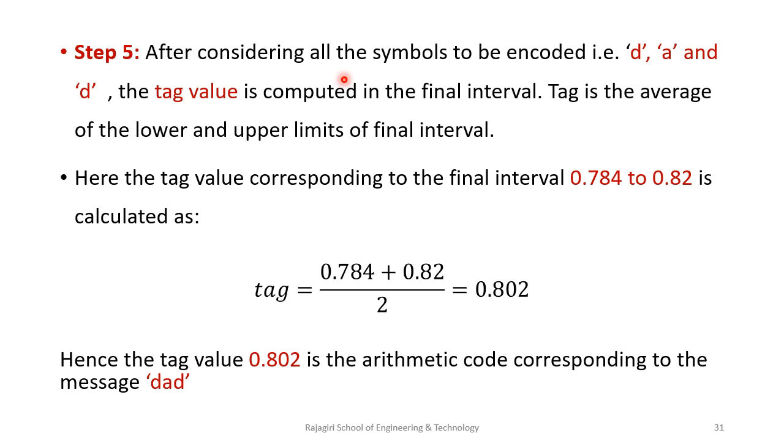After considering all the symbols to be encoded, that is D, A, and D, the final step is the computation of the tag value. The tag value is defined as the average of the lower and upper limits of the final interval. So here in this case, our final interval is 0.784 to 0.82. So the tag value is computed as the average of the upper and lower limits, which is 0.784 plus 0.82 divided by 2. So we get a value of 0.802. Hence, the tag value of 0.802 is the arithmetic code corresponding to the message DAD.